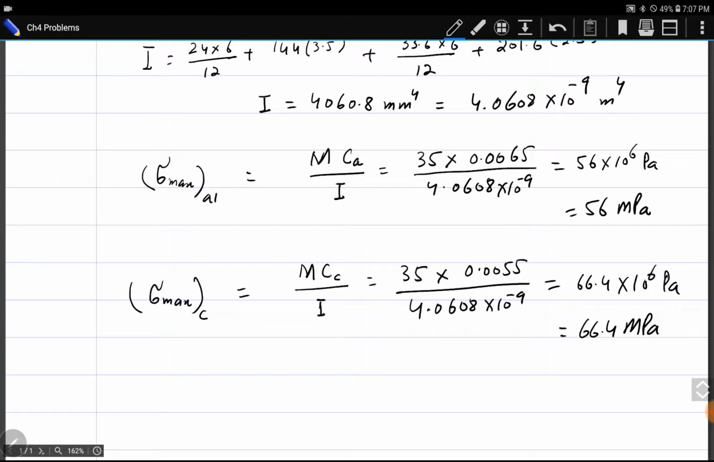So we have just calculated maximum stresses in both copper and aluminum. For maximum stress, we know the expression is Mc over I. Moment is the same for the whole cross section. I is the same for the whole cross section. We just need to know C for aluminum and C for copper. C is the distance of the outer surface from the neutral axis. We have found the neutral axis by finding the centroid.